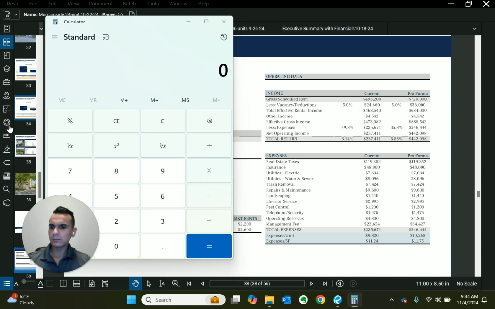So one other thing that catches my eye here is the total return. They're looking at a 3.14% entry cap rate if you buy at the list price, which is very low. I would say, knowing this area, it's probably more like a 5.5%. But if you increase the rents, you can get it to a return of 5.85%.